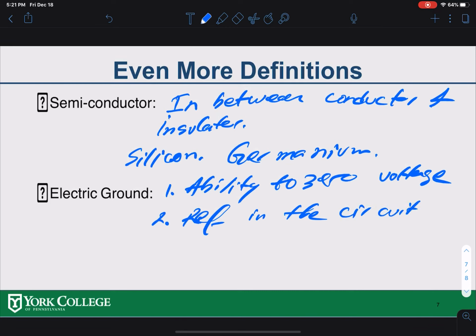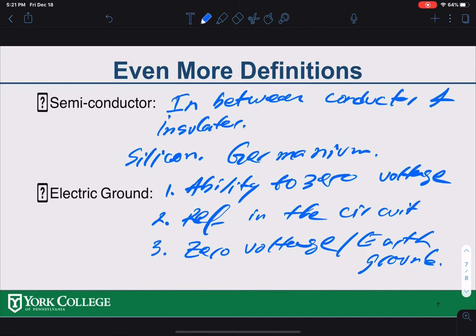That means you have a circuit. We say that this is the reference point. That means we're assuming that that point is zero. Then number three is the zero voltage. This is basically earth ground. Earth has always zero voltage because nothing can disturb the potential of the earth. So we call earth a zero ground.